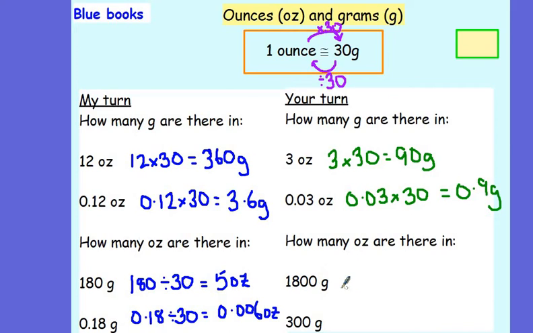For the second one, we need to divide by 30. So I've done 1,800 divided by 30, which gives me 60 ounces for the first one. And for the second one, I've got 300 divided by 30, which gives me 10 ounces. Please check your answers for me and make sure you've got these examples in your dark blue books.